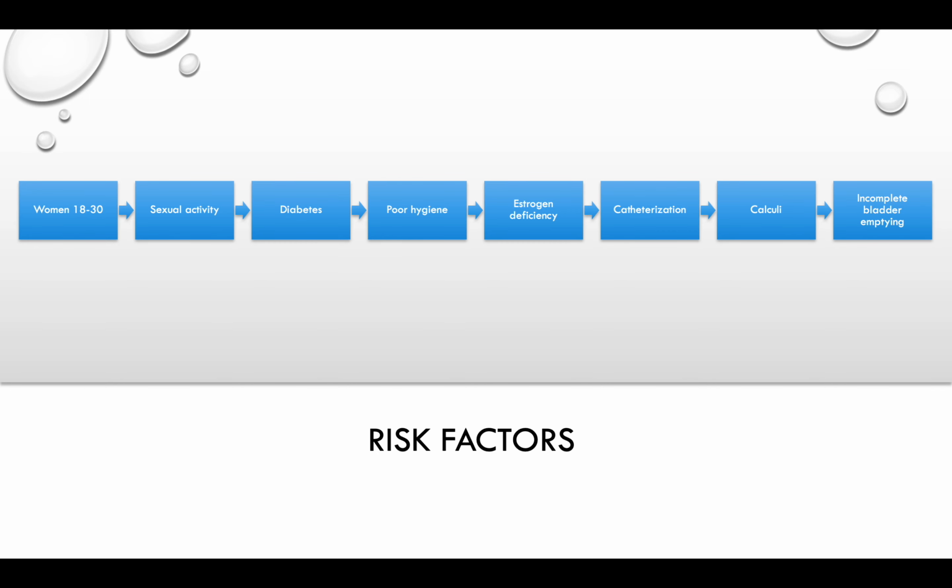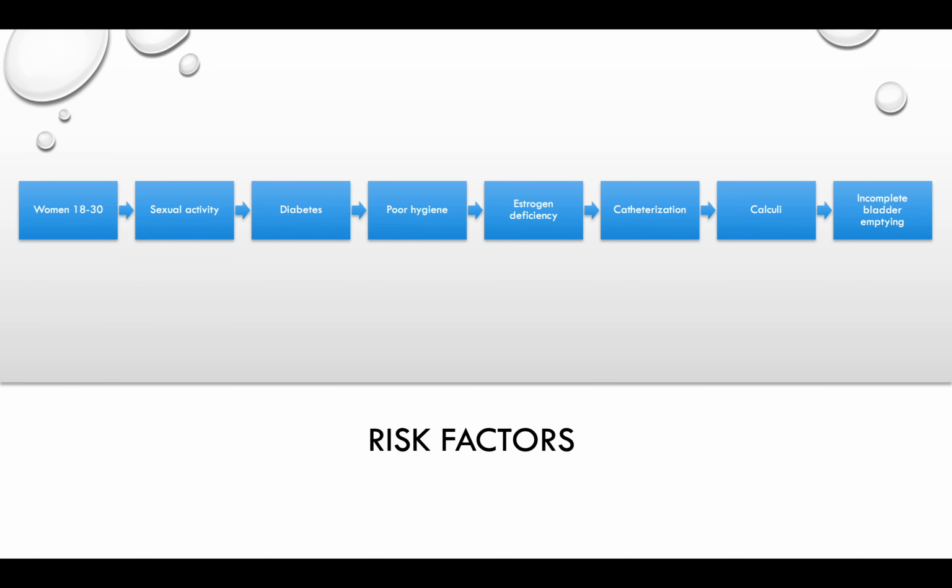First one on the list is women ages 18 to 30. Women have a much shorter urethra than men do, and so they are just more likely to develop urinary tract infections. What happens here is bacteria enter through the urinary meatus and make their way up the urethra into the bladder, and so on and so forth.